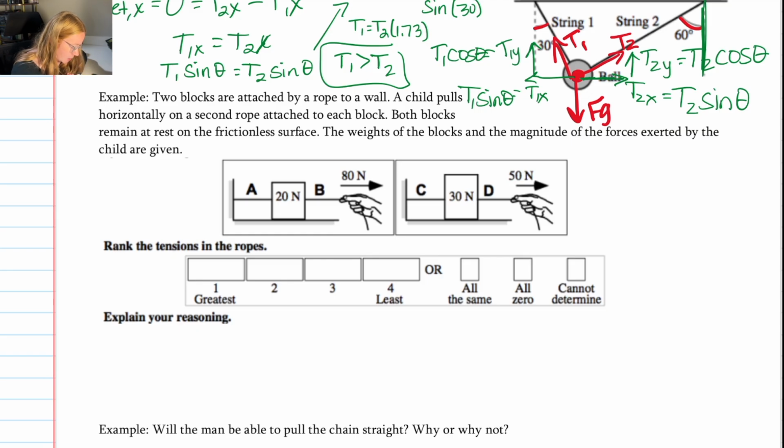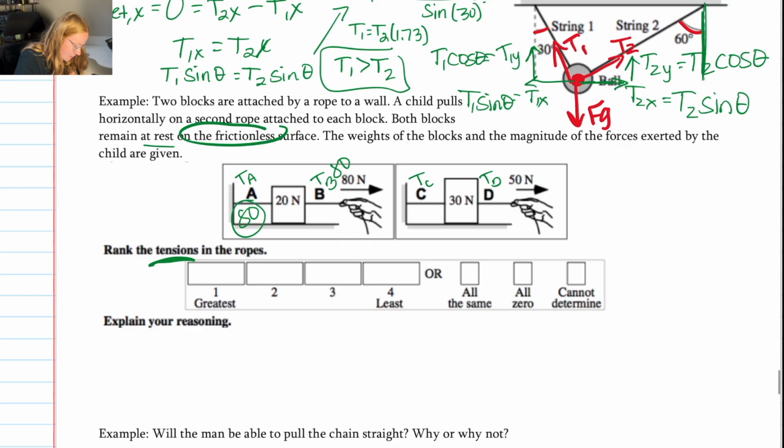Okay, 2 blocks are attached by a rope to a wall. The child pulls horizontally on a second rope attached to each block. Below, both blocks remain at rest, so we have F net 0, and it's frictionless, so no friction. Then it says rank the tensions. So we're going to be ranking TA, TB, TC, and TD. But if we need a net force of 0, whatever's pulling right is also going to be pulling left. So if it's pulling 80 for the rope on B, it does need to pull 80 for the rope on A.